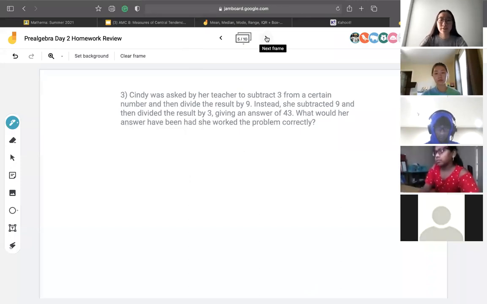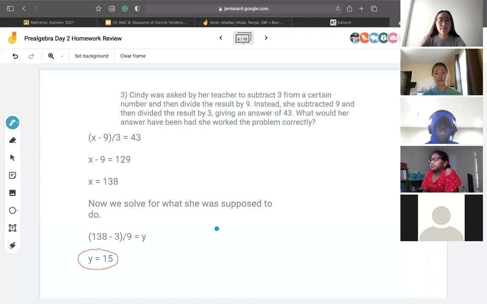Okay, so some of you are saying 15, and you are correct. So to solve this problem, we set up this equation right here, because those are the steps she took to get 43. And then we solve for x. So her original number was 138. And then she was supposed to subtract 3 from that and then divide the result by 9. So 138 minus 3 is 135, and divide that by 9, and you get y equals 15. So that was the number she was supposed to get.